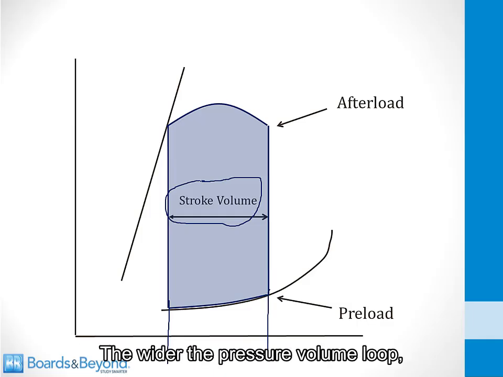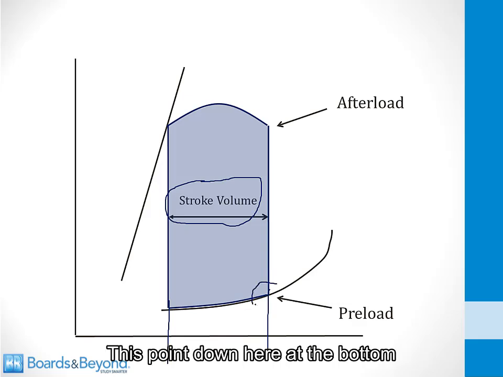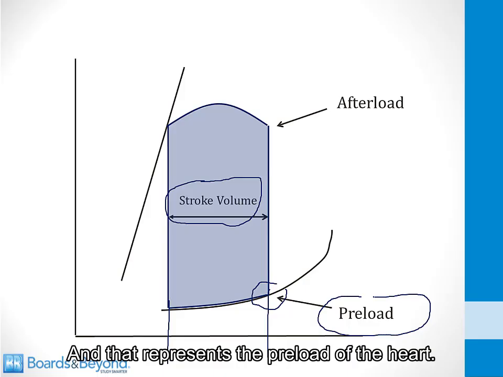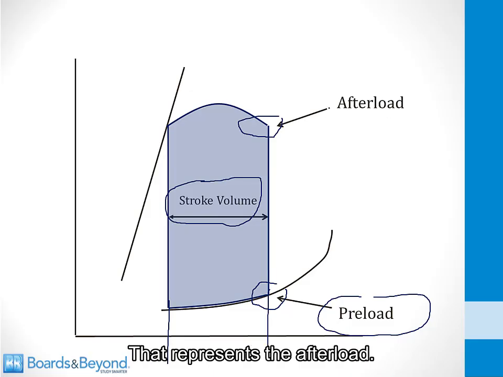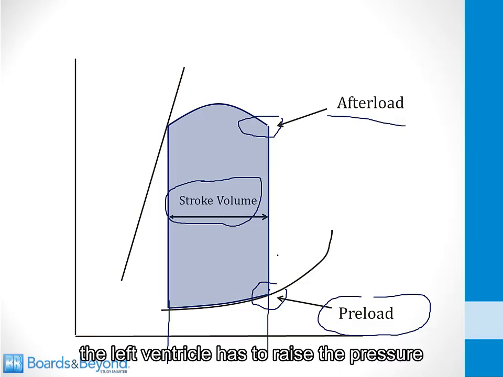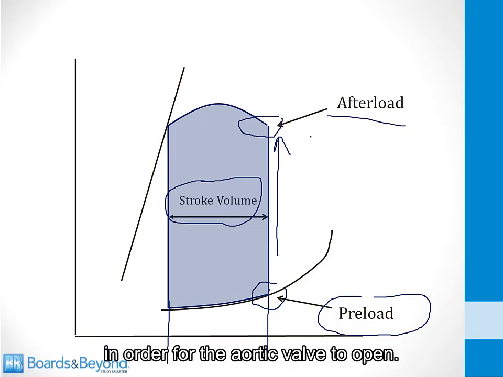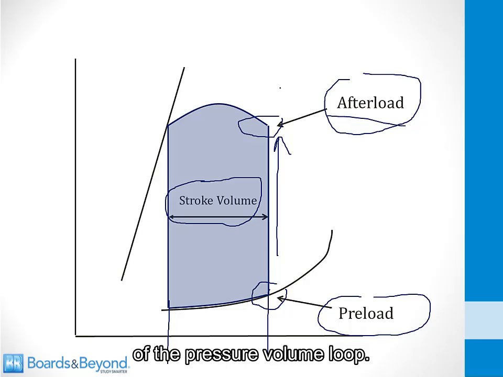The wider the pressure volume loop, the more volume that the heart is pumping. This point down here at the bottom is the volume at the end of diastole. That's the amount of filling of the left ventricle, and that represents the preload of the heart. This point up here is the point at which the aortic valve opens. That represents the afterload. In other words, the left ventricle has to raise the pressure up to a point such that it can open the aortic valve. The more afterload, the higher the pressure will have to become in order for the aortic valve to open. So the afterload is always found here in the top right corner of the pressure volume loop.